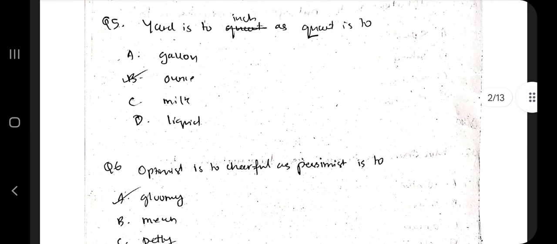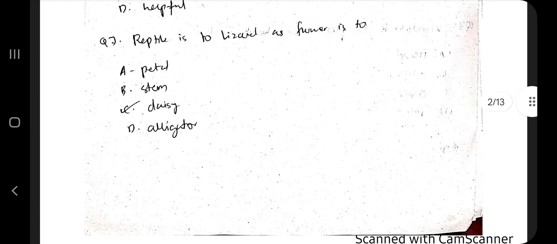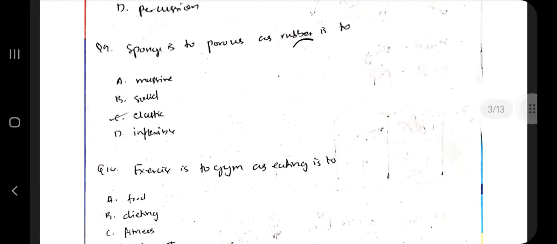Yard is to inch, and quart is to ounce, the measurement of weight. Optimist is to cheerful as pessimist to gloomy. Reptile is to lizard as flower is to daisy. So a type of reptile and a type of flower. Play is to actor as concert is to musician, because actors perform in a play and musicians perform in a concert. Sponge is to porous as rubber is to elastic. Those are the characteristics or properties.